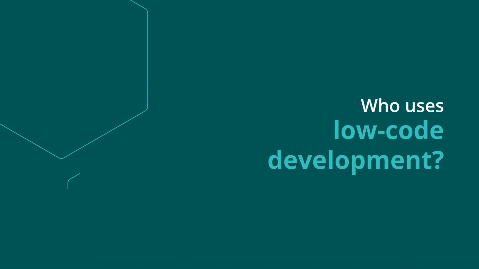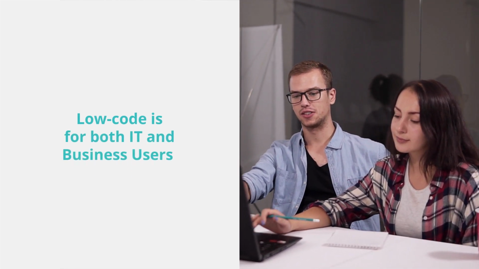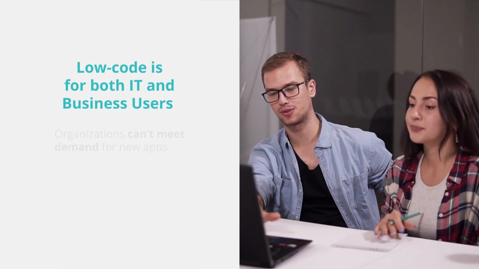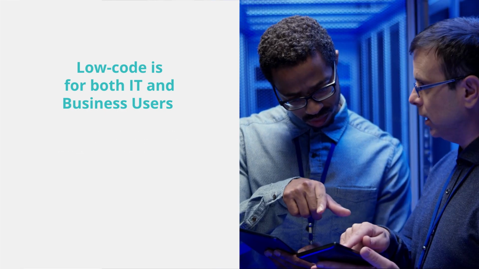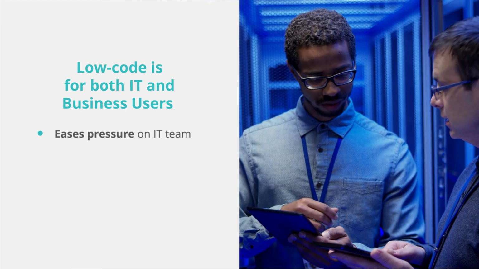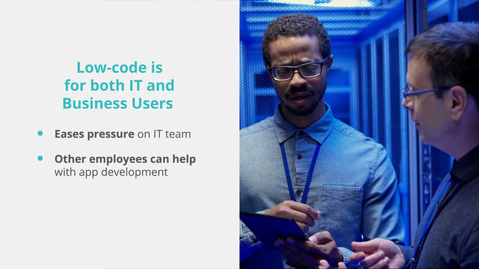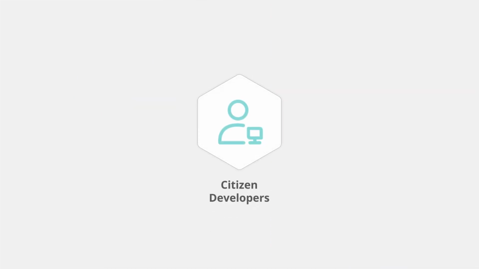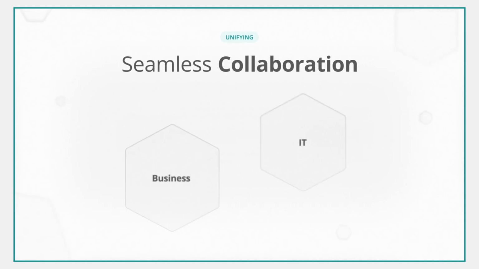Who uses low-code development? Low-code has really taken off because it can be used by both professional developers in IT and less technical business users. IT departments are overwhelmed with requests to create new applications, as well as staying on top of their other daily tasks. Low-code not only helps professional developers to create apps more efficiently, but also allows other employees in the business who have some technical knowledge to get involved. These people have become known as citizen developers, and together with IT, they make a fusion team. Fusion teams take subject matter expertise from citizen developers in the business and combine it with the technical knowledge of the IT team to deliver results faster.